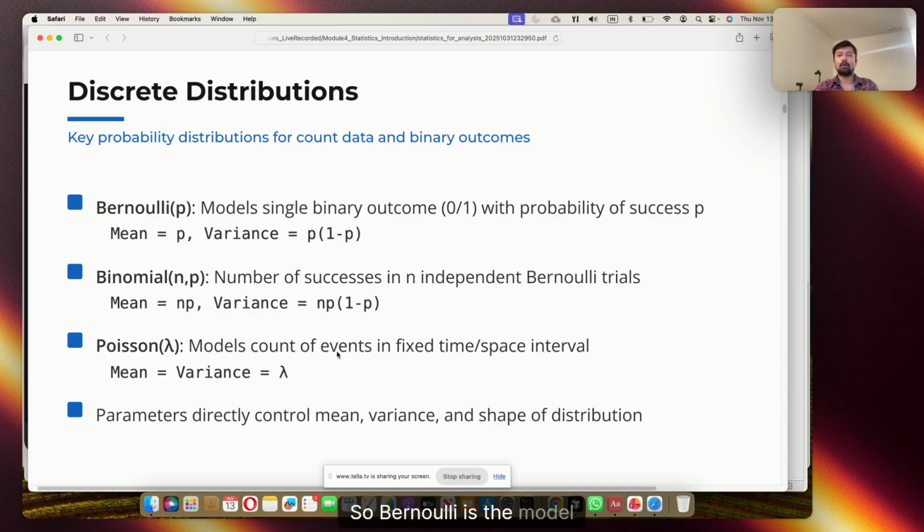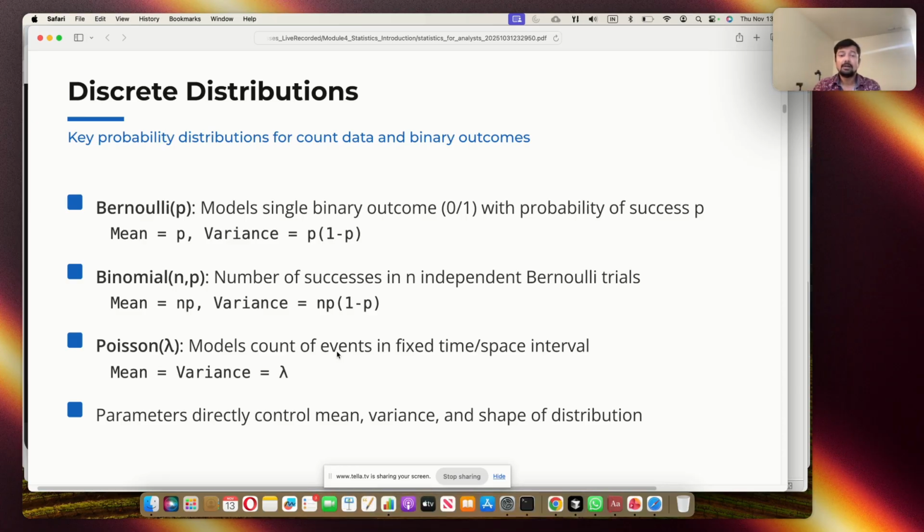Bernoulli is a model in which there is a single binary outcome, 0 or 1, with probability of success p. So you have a mean and you have a variance. The mean is the probability of success, and you get the variance by multiplying that probability of success by 1 minus the probability of success. These two are very, very important for Bernoulli type distributions.